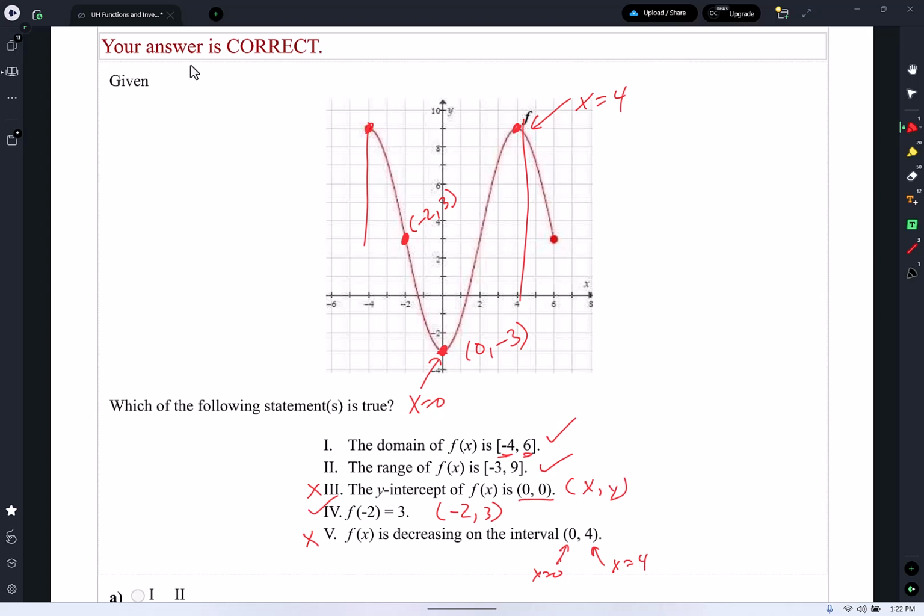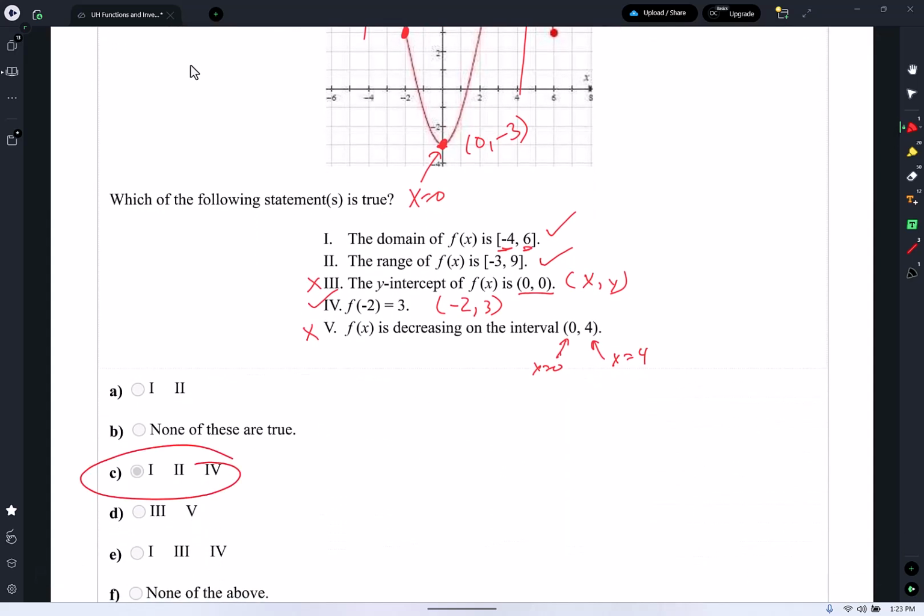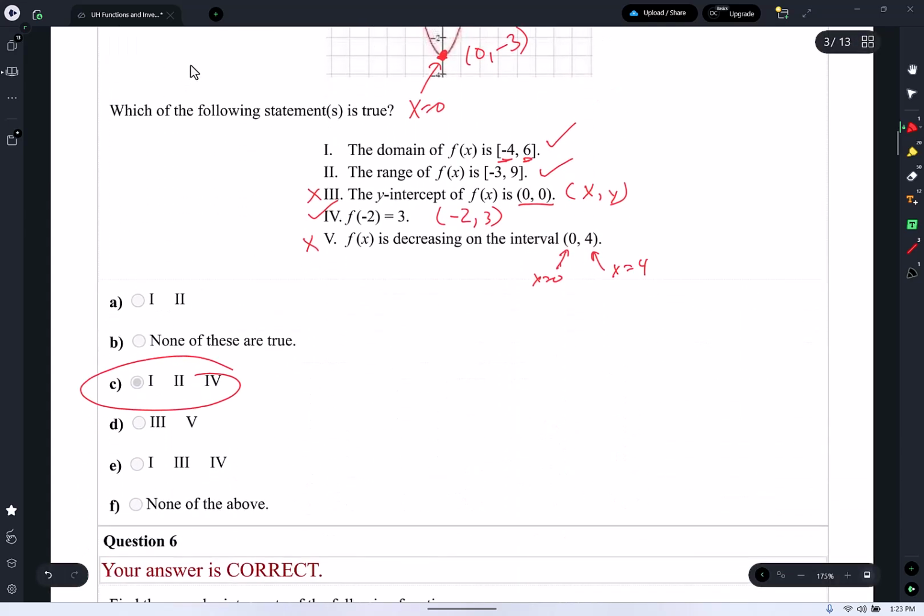So what 3 are true? There it is. This person got it correct: 1, 2, and 4. Let's go to the next one.